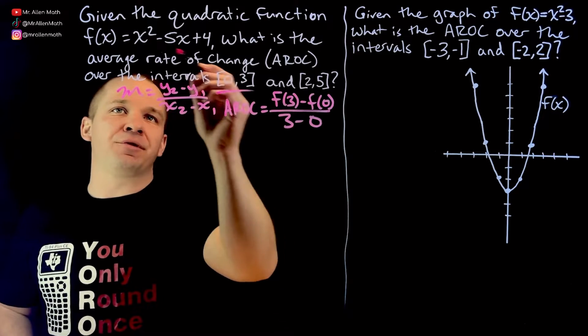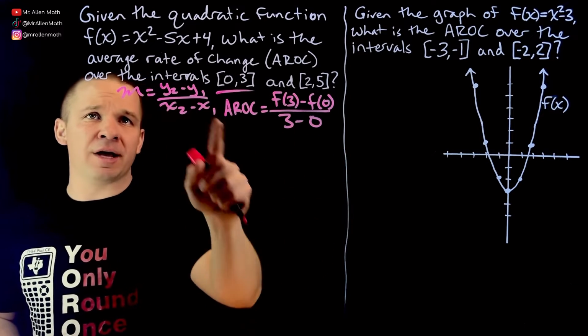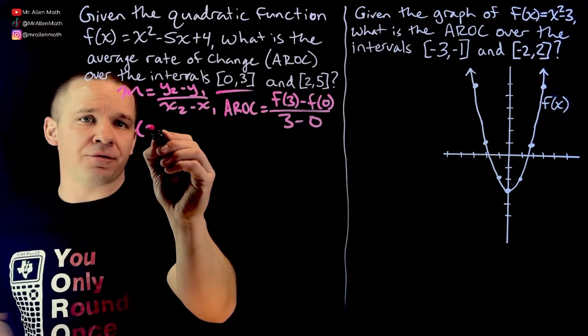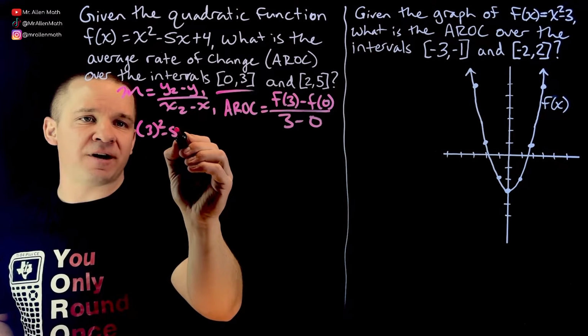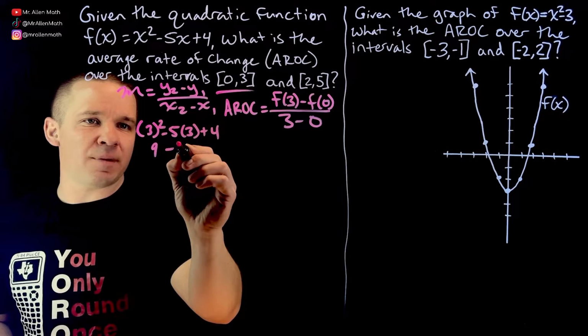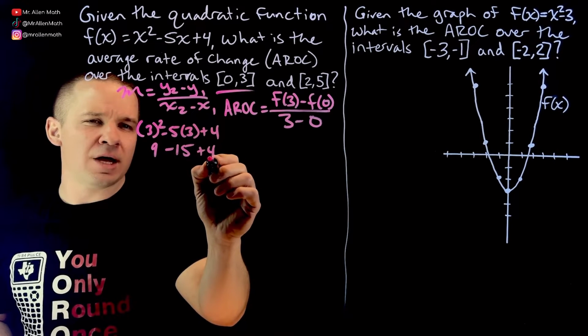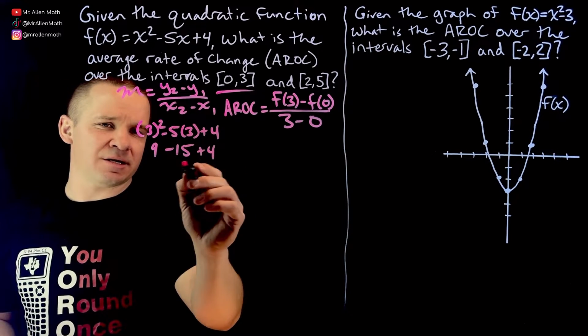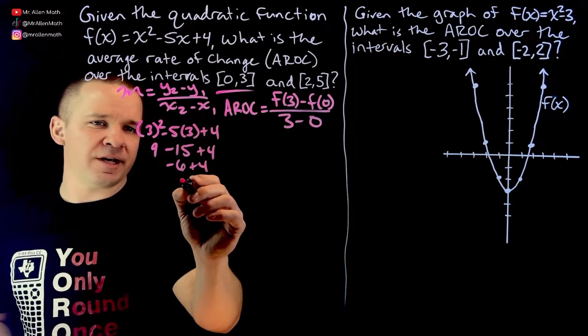So then I got to do f of 3. Well, if I plug 3 in, let's do a little side work here. So I'd have 3 squared minus 5 times 3 plus 4. So that's 9 minus 15 plus 4. That's going to be negative 6 plus 4. That gives me negative 2.